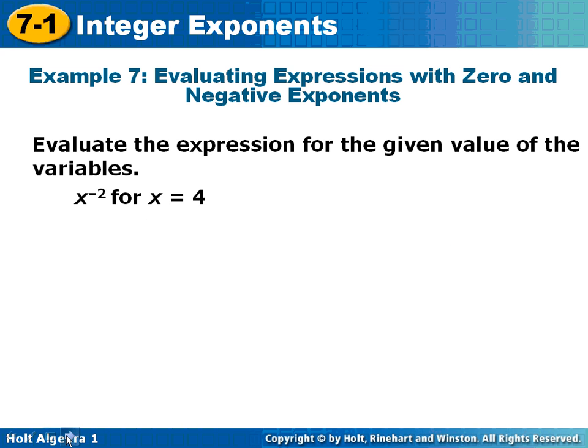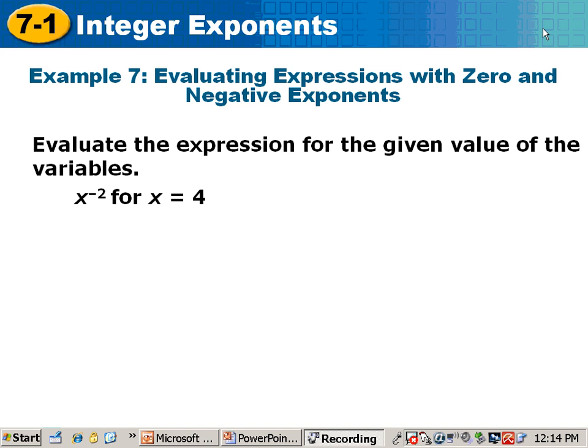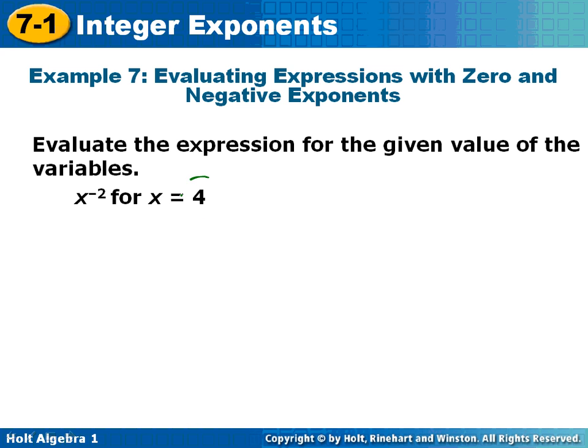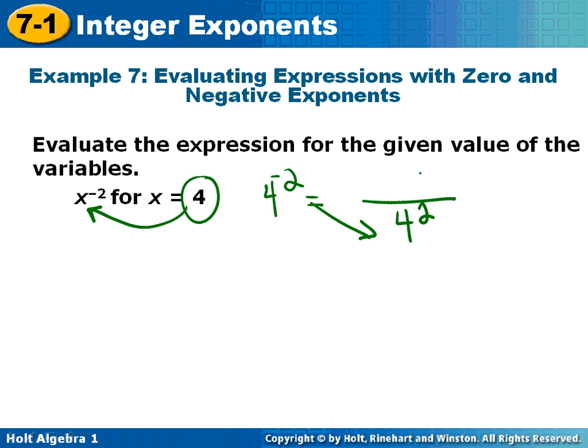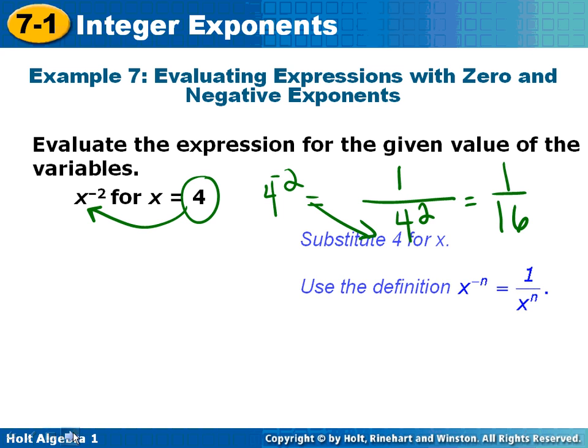Example number 7. Write down example 7. This has us evaluate the expression for the variable. We're going to take 4 and plug it into x, so that gives me 4 to the negative 2. Remember, a negative exponent means it has to switch to the bottom, so that's 4 to the positive 2. When there's nothing on top, you put a 1. So that answer is going to be 1 over 16.